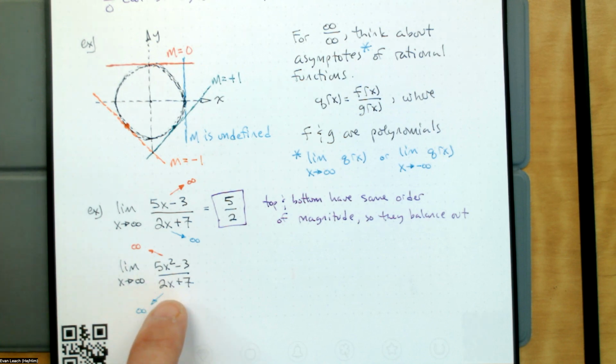If x is 1,000,000, that's 10 to the 6th. x squared is 10 to the 12th. That's a million times larger. If you have a million, a million is nothing.